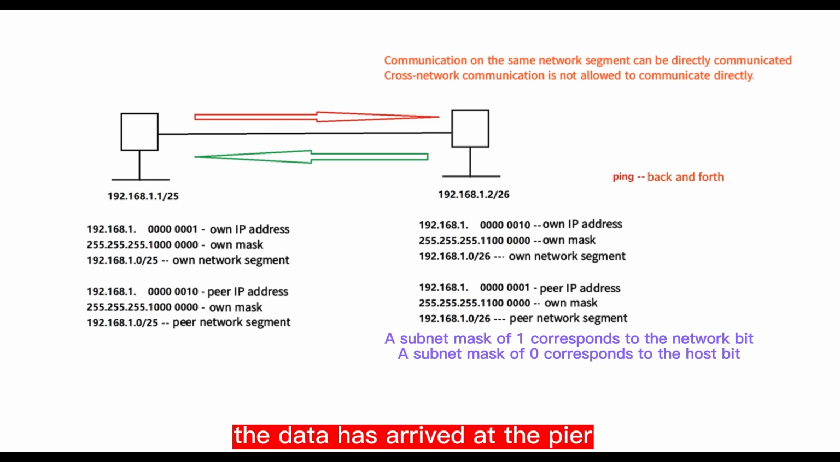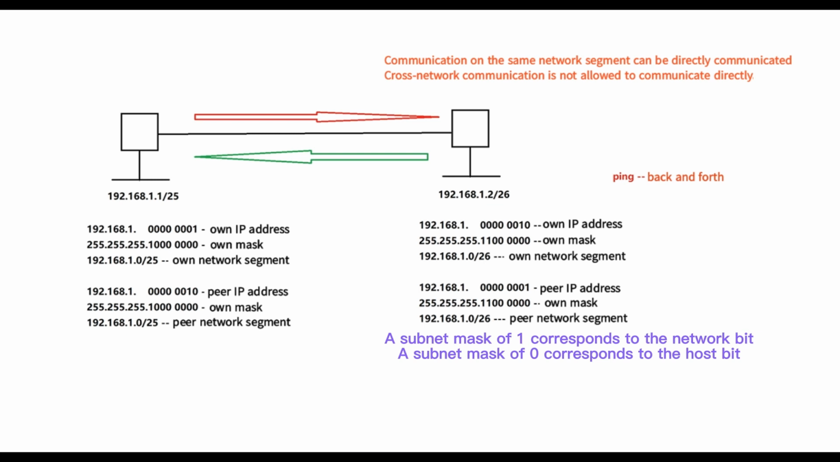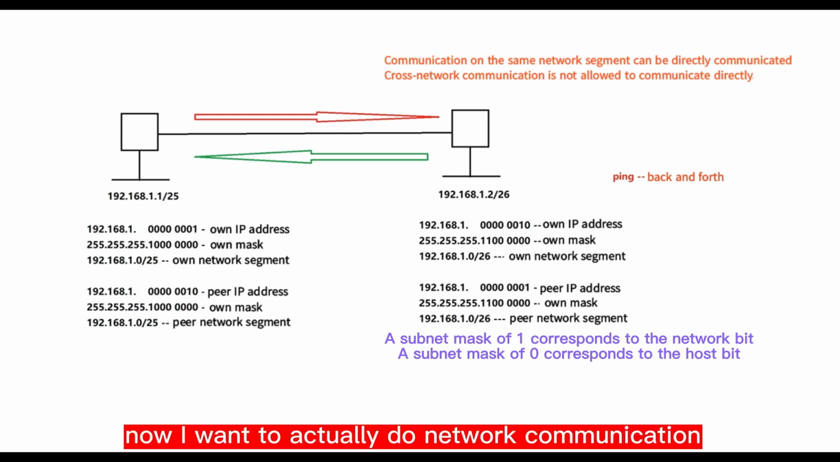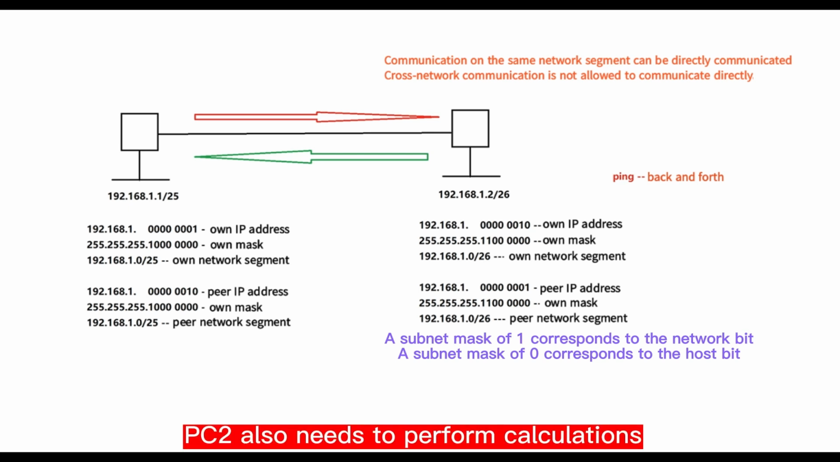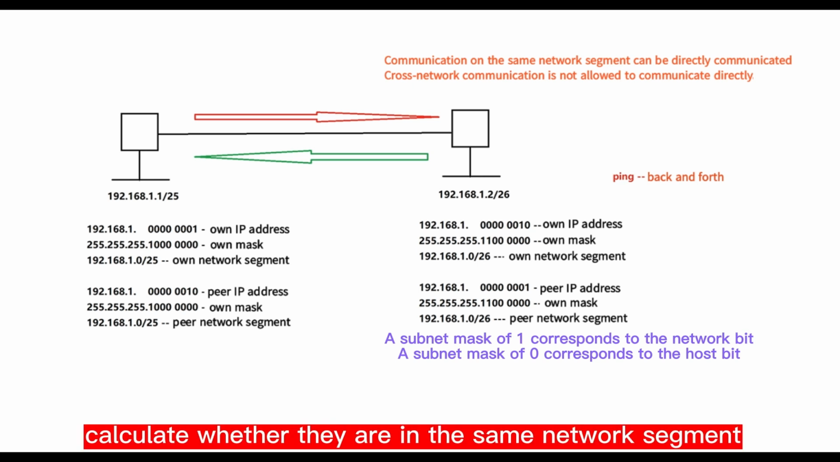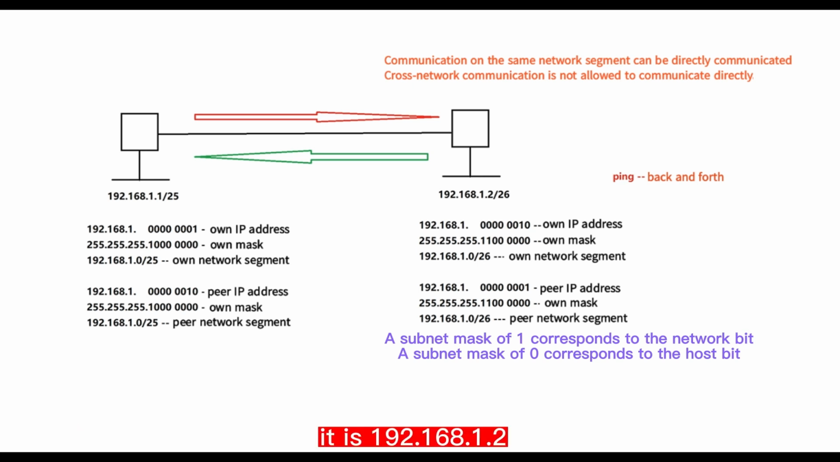The data has arrived at the peer. This ping pays attention to back and forth. Send a packet, send back a packet. That is, now I want to actually do network communication. Just sending this data packet will not work. It still has to be sent back. So before sending it back, PC2 also needs to perform calculations to see whether they are in the same network segment.